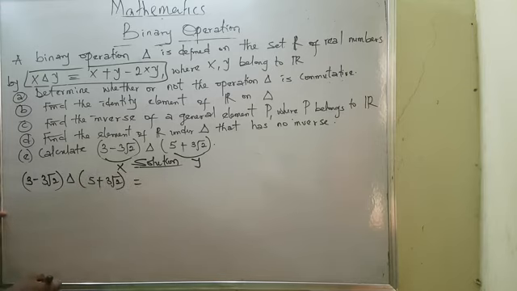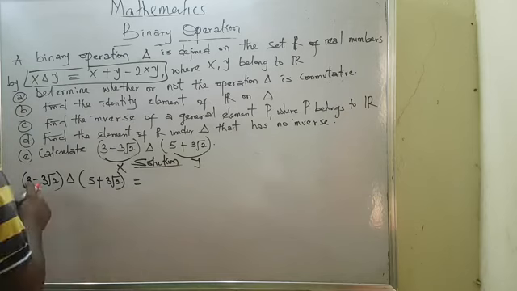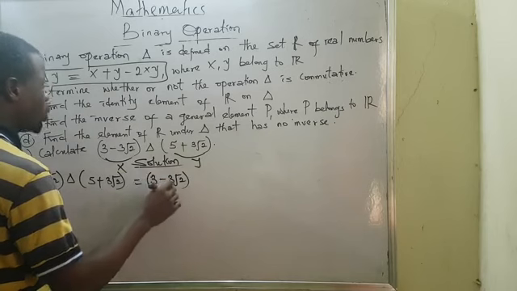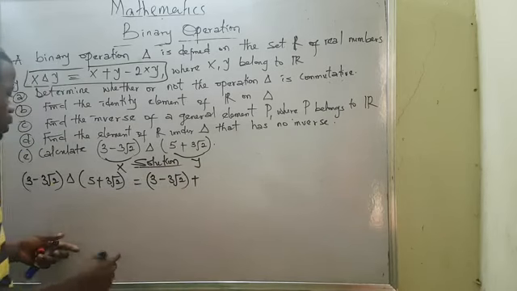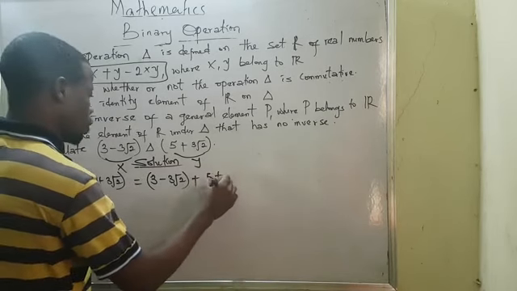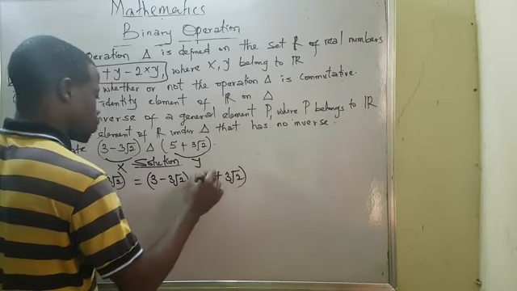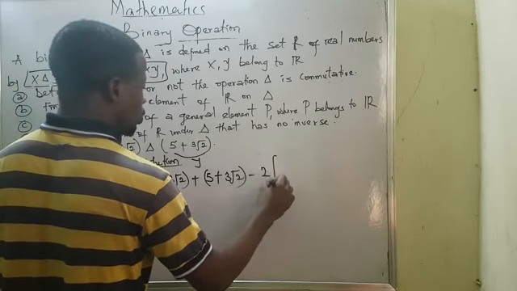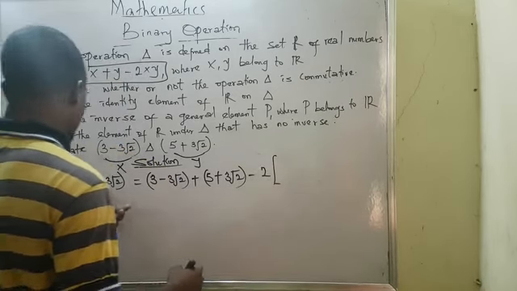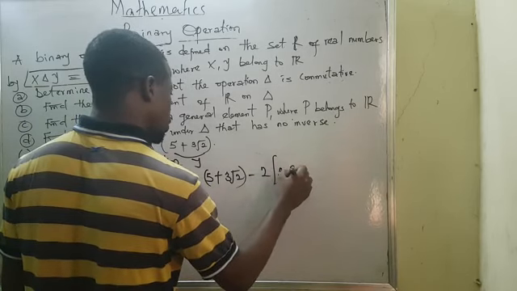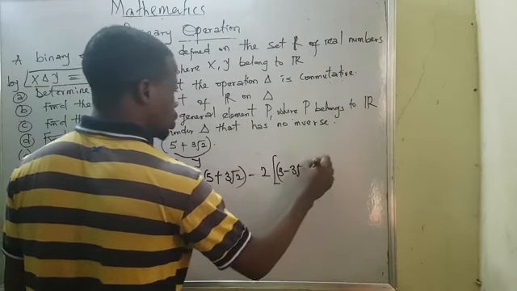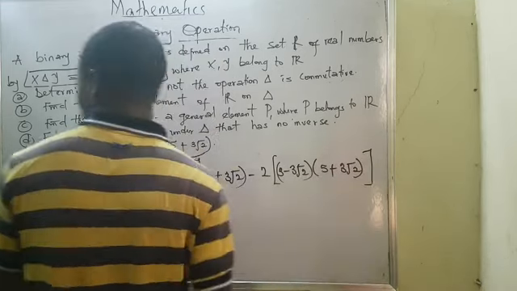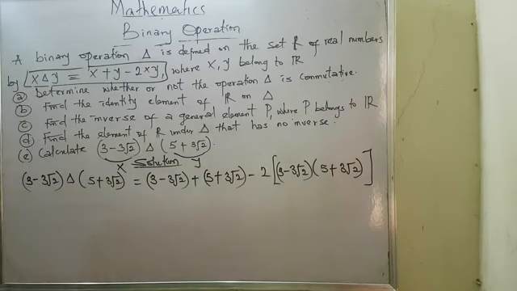That can be equal to what? By this definition, write x first, 3 minus 3 root 2, plus y, this 5 plus 3 root 2. Then you have minus 2, open a bracket. These two guys multiply each other. You have 3 minus 3 root 2, close this, then you have 5 plus 3 root 2. So this is how we move.